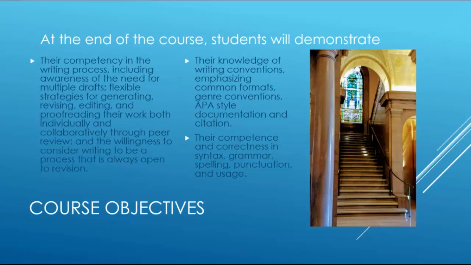At the end of this course, students will demonstrate competency in the writing process, including awareness of the need for multiple drafts. So we will be doing our papers in steps and not trying to cough them up as one finished document. Flexible strategies for generating, revising, editing, and proofreading work both individually and collaboratively through peer review, and the willingness to consider writing to be a process that is always open to revision. And knowledge of writing conventions, emphasizing common formats, genre conventions, APA-style documentation, and citation, as well as competence and correctness in syntax, grammar, spelling, punctuation, and usage.